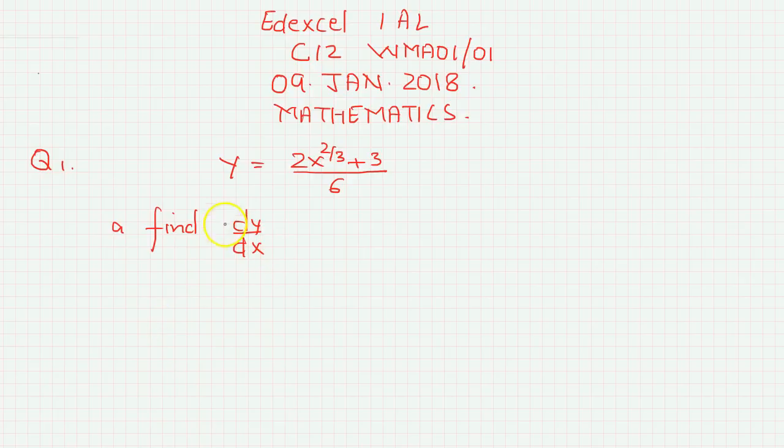First question: if y is equal to 2x to the power 2 over 3 plus 3 over 6, find dy over dx. So dy over dx is, we are going to separate the constant, that is 2 over 6, d over dx of x to the power 2 over 3, plus 3 over 6, d over dx. So that will be 1 over 3.